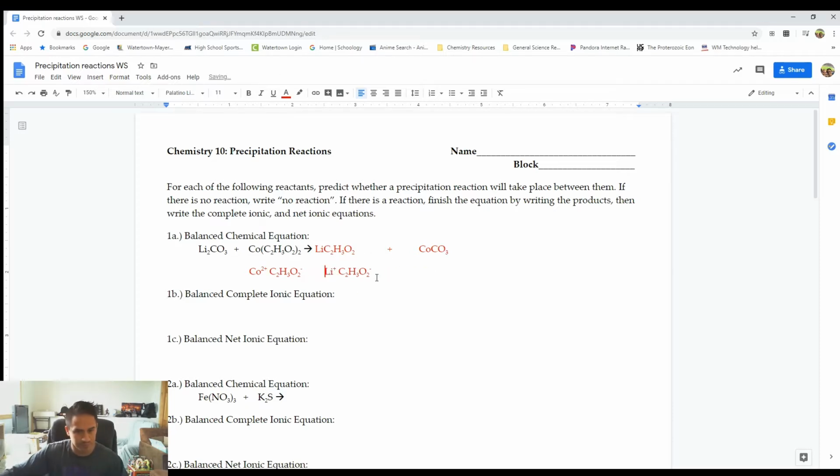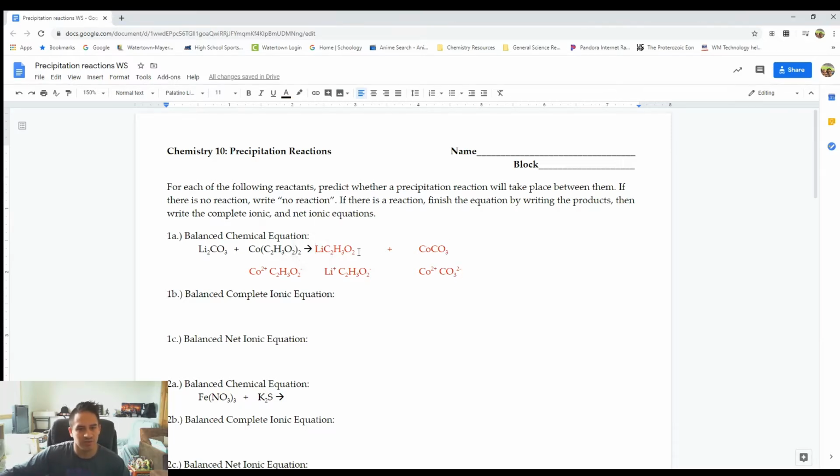And so when the cobalt bonds with the carbonates, cobalt is Co2+, carbonate is CO3 2-. So those would be the same charge. They balance out in a 1-to-1 ratio. And here are our 2 products.